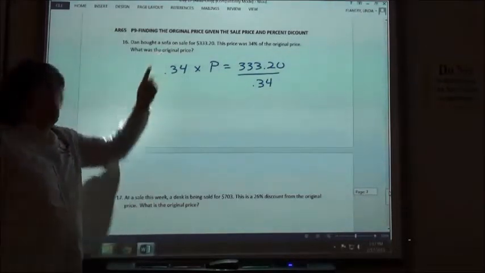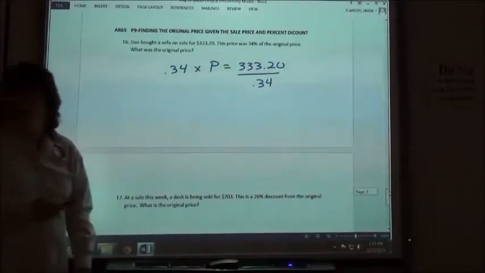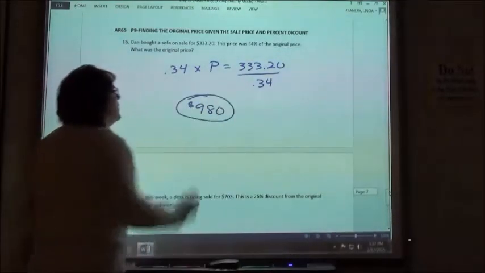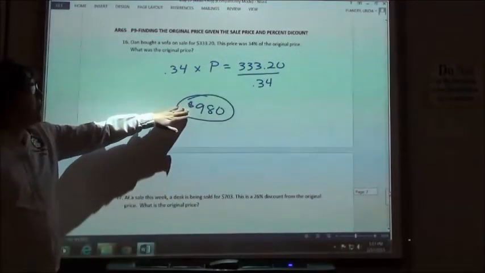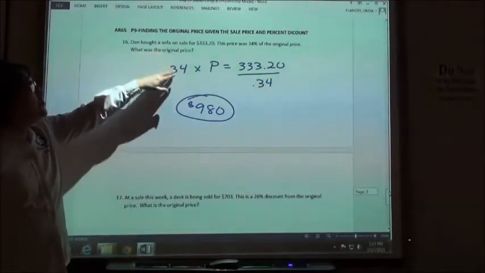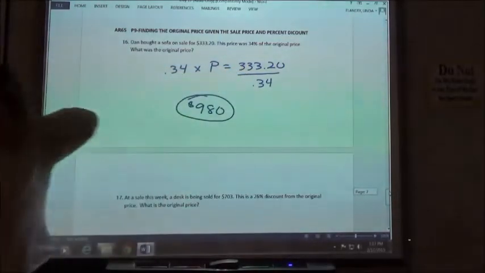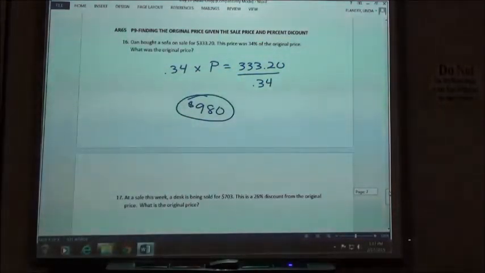What was it? $980? So it started out at $980. That's 34% of the regular price, and then I ended up with $333.20 for what I had to pay.